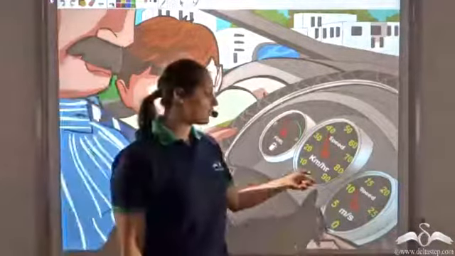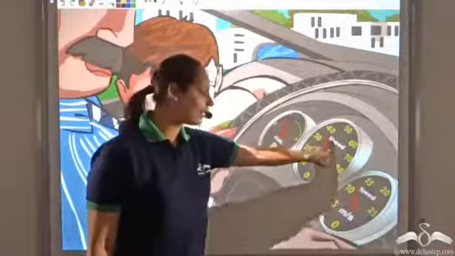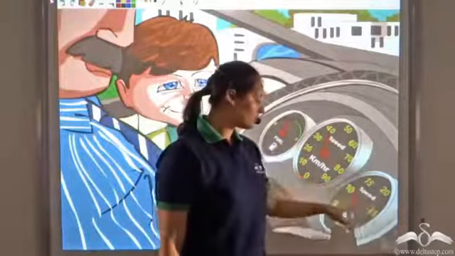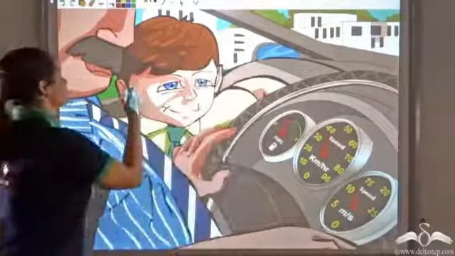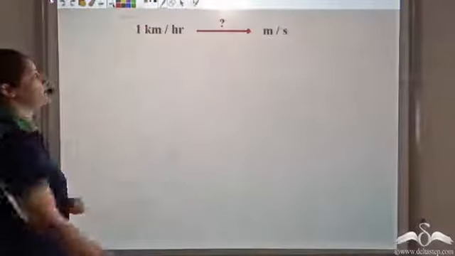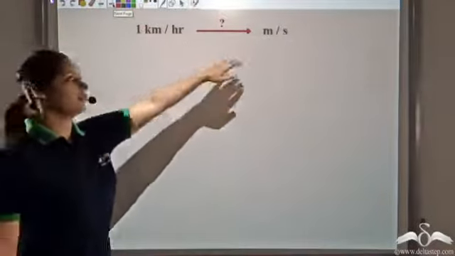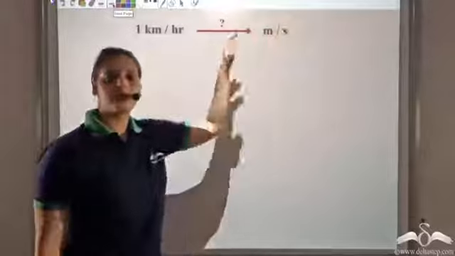Now let us try to see whether this 40 kilometers per hour is equal to speed which is being shown in meters per second. So let us try to now convert kilometers per hour into meters per second, because these are the common units.